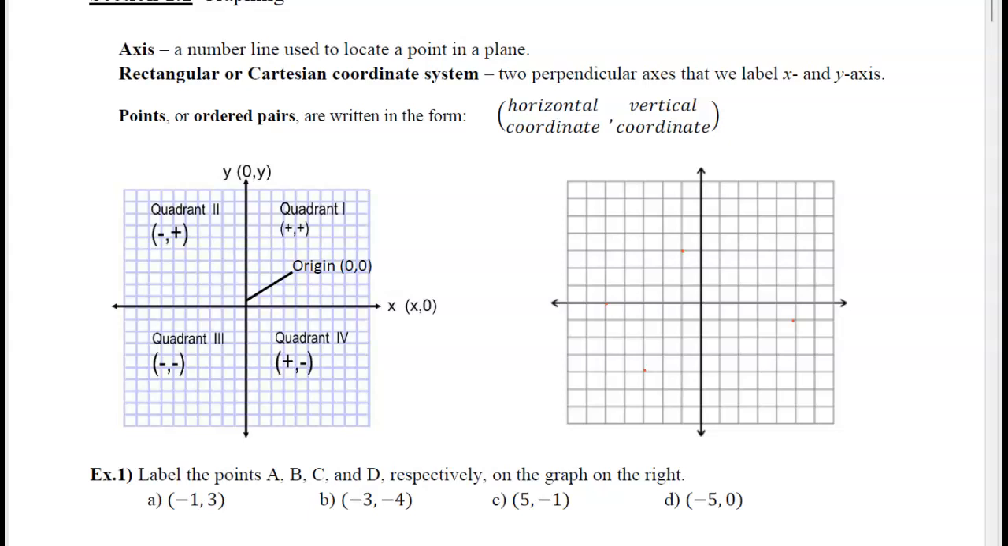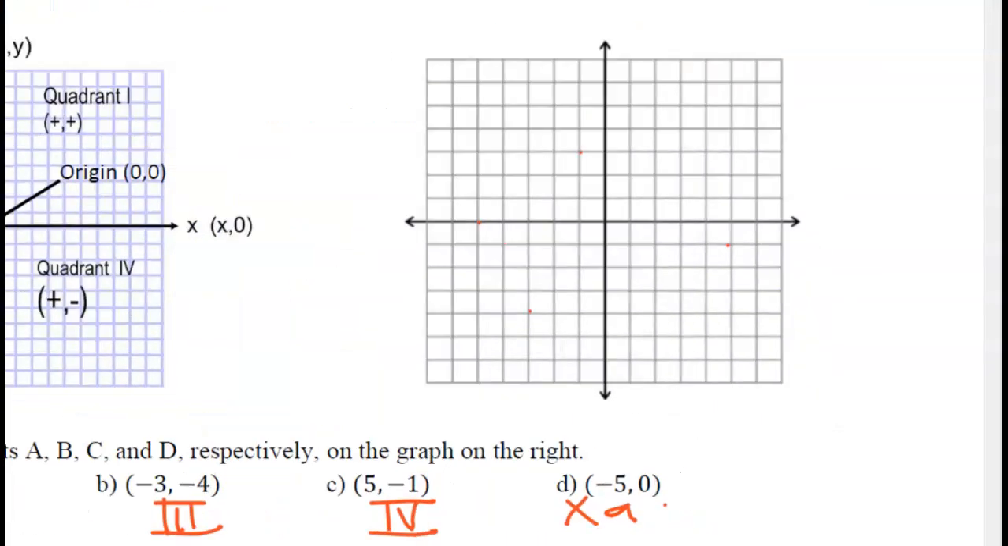So if we look at each of these, we can see point A, -1, 3, is going to be in quadrant 2. So I'll just put 2 down here. Usually you would want to write quadrant 2, but just because it's kind of hard writing on the screen, I'm going to leave it at that. -3, -4, so B is going to be quadrant 3. 5, -1 is going to be quadrant 4. And then -5, 0, notice it's not in any of the quadrants. It's actually on the x-axis. And so that's what we would say for this one.